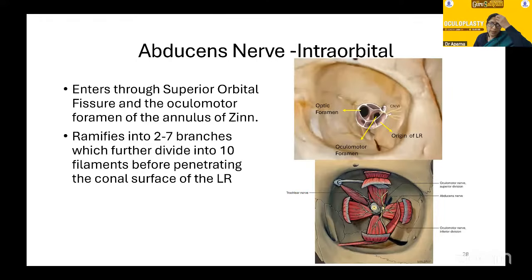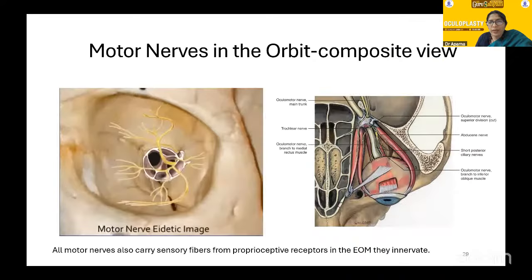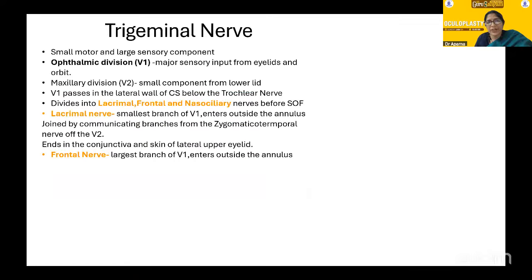So look at the intraorbital part of the abducens nerve. It enters through the superior orbital fissure and the oculomotor foramen of the annulus of Zinn. It ramifies into 2 to 7 branches before penetrating the conal surface of the lateral rectus muscle. So here is a composite view of the intraorbital oculomotor nerves. And this is an eidetic image taken from Dr. Dutton's lecture. This can be committed to memory if gone through properly.